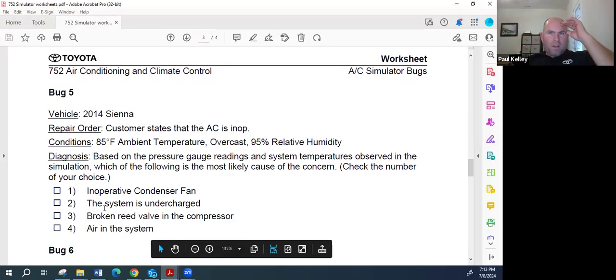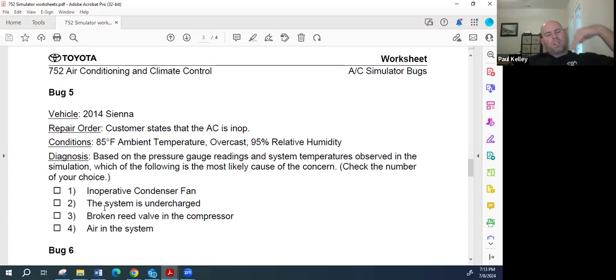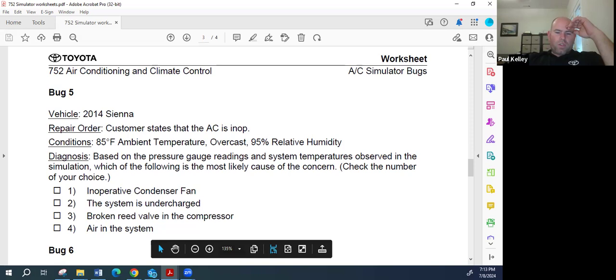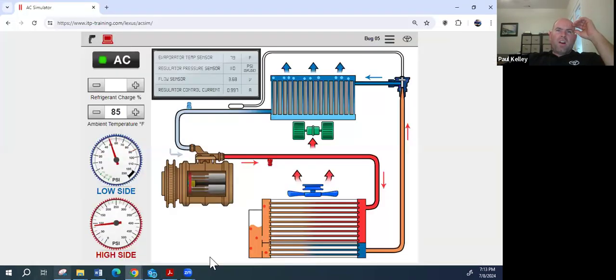What do you think about a broken reed valve in the compressor? If the reed valve was broken, the compressor would pump the refrigerant out, but unfortunately the refrigerant would leak back in because the reed valve was broken. When it tries to pump into the high side, it loses that refrigerant and the high side pressure drops. But it doesn't go nowhere. It bleeds down into the low, so the low side pumps up. The reed valve is letting it come back through and go into the low side. That's why your low side is spiking up to 90.